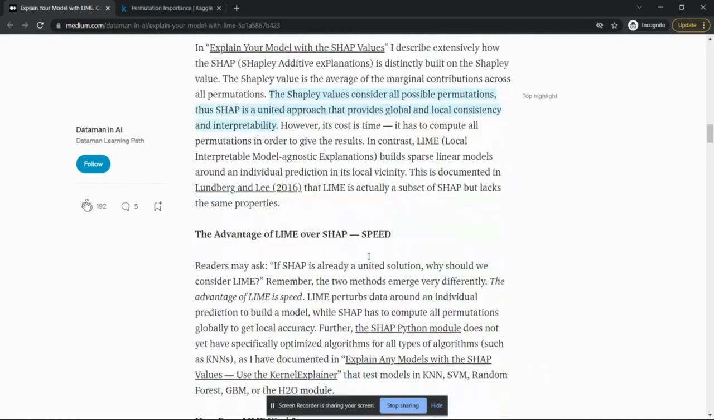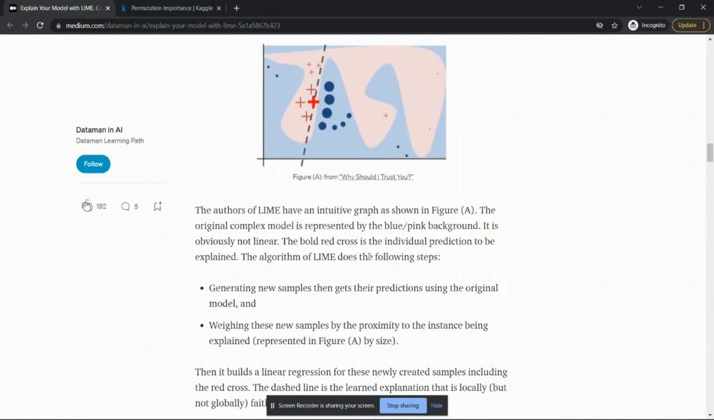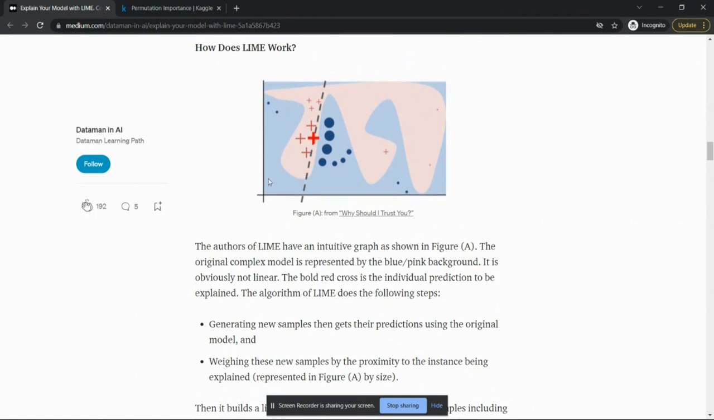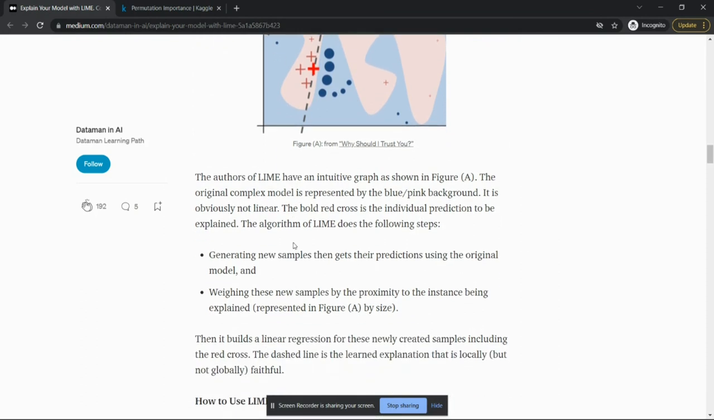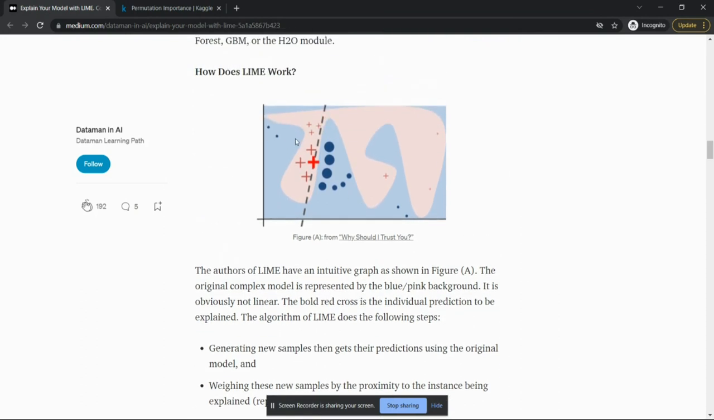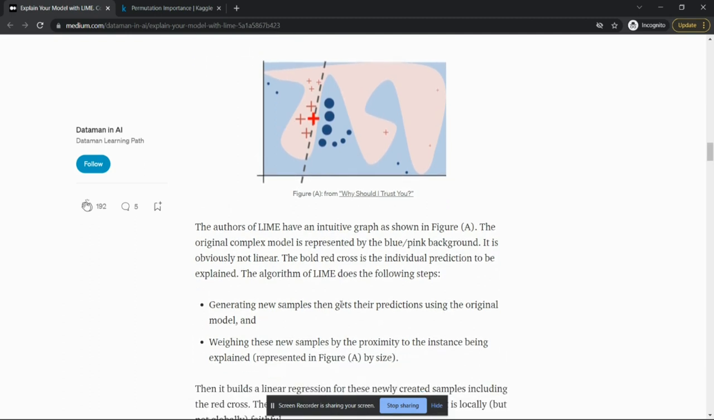So what does LIME actually do? In the LIME paper, they gave a very intuitive plot. The original model over here is represented in red and blue, and it is not a linear regression model. What you need to do is understand the prediction for this red cross over here. And what do you need to do to understand the prediction for an observation?